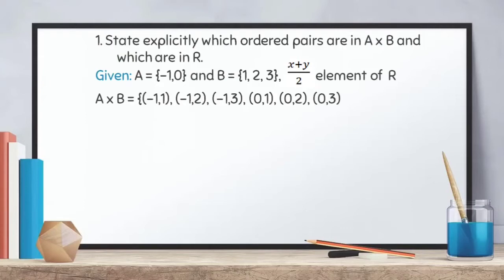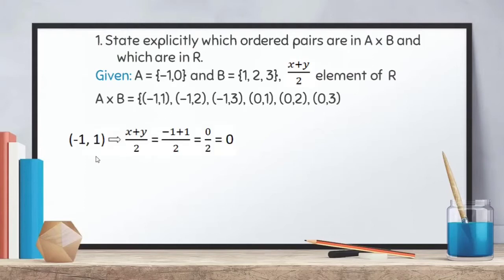And so for our A cross B, that would be equal to (-1, 1), (-1, 2), (-1, 3), (0, 1), (0, 2), and (0, 3). So we're going to verify each of these elements using this formula, and if the answer we obtain is an integer, then it is an element of our R. So let's start with (-1, 1).